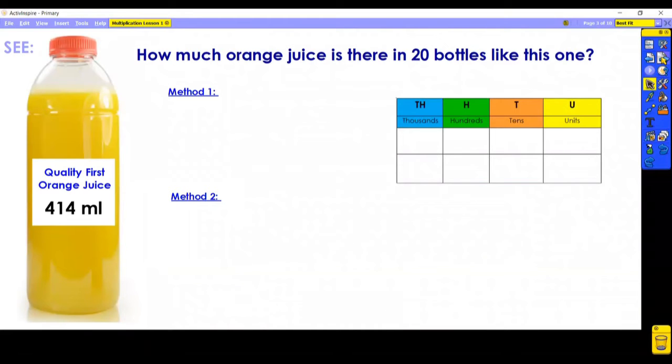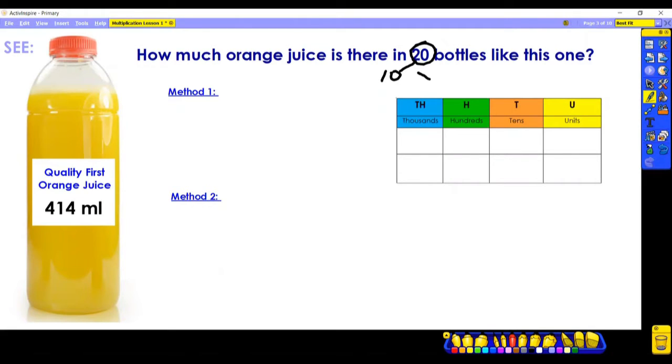Did you think of different ways to solve it? Here's what I came up with. In method 1, I worked out that 20 is just the same as 10 times 2. This is really helpful because I can easily multiply by 10 by moving the digits on a place value chart.